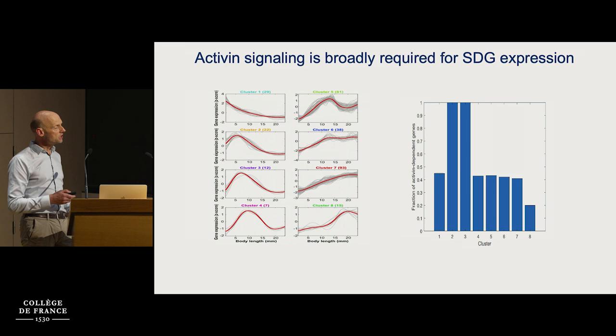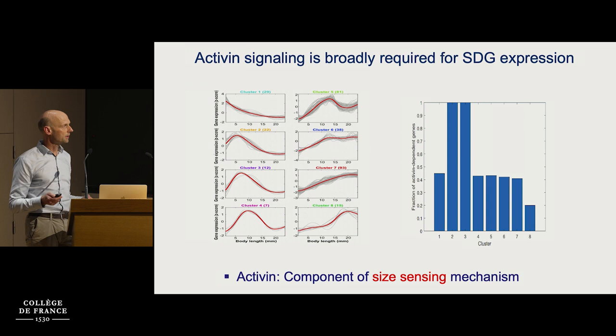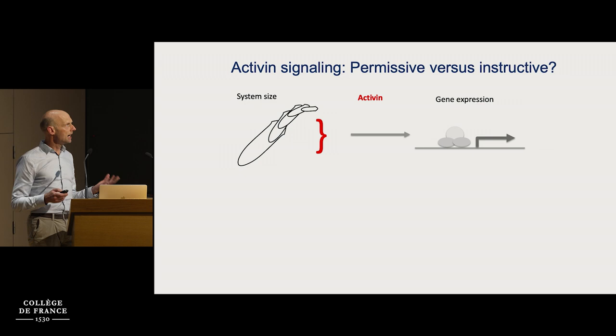And in addition, it is not just this one protein, but many, not all, but many of the size-dependent genes are actually changed in their expression level when we change activin signaling. So this means that activin, for sure, or likely, is a component of this underlying size-sensing mechanism in these animals. Meaning that somehow the system size via activin has to be converted into gene expression. But now the question is, how does activin act?